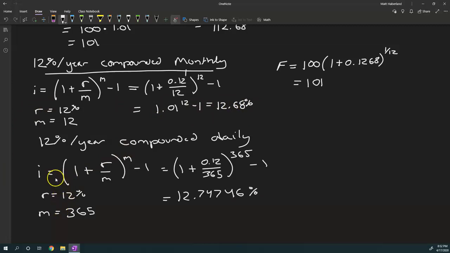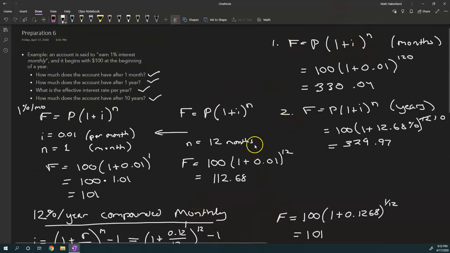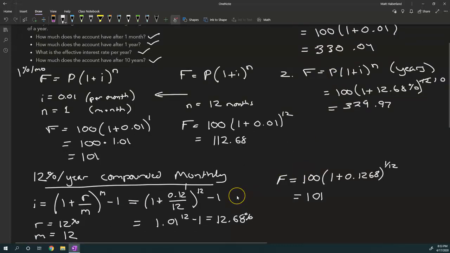It turns out even if you compound much more frequently, every day instead of every month, the effective interest rate that you get per year is not actually so much different. It only changed in the first decimal place or so, okay? So that's the effective interest rate per year, and from that we could use the same formulas. Once we have the effective interest rate per year, we can use this formula to calculate how much we have after a certain period of time.